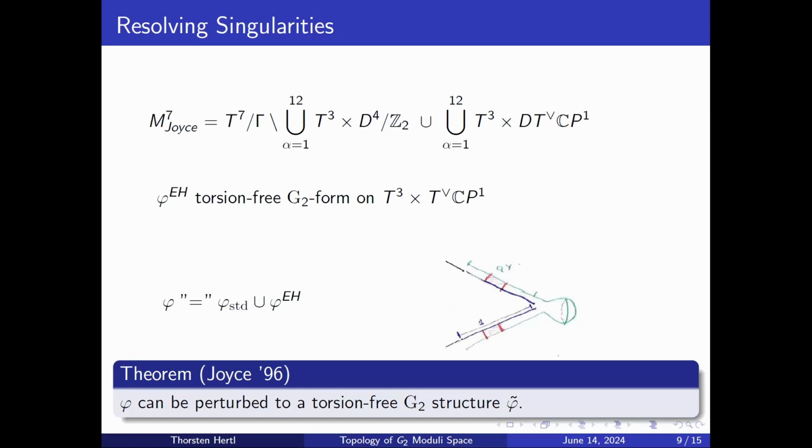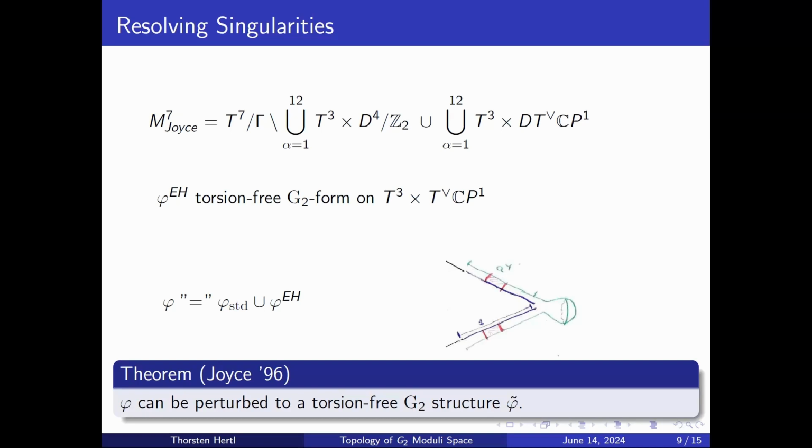This information allows us to glue these two G2 structures together on a common gluing strip. And if we do this in a clever way, then we get a resulting 3-form phi, which is closed, which is also a G2 form, and which has small torsion. And then we can use Joyce's analytical sledgehammer, which says that if we have a closed G2 form with small torsion, then it can be slightly perturbed to a torsion-free G2 form.